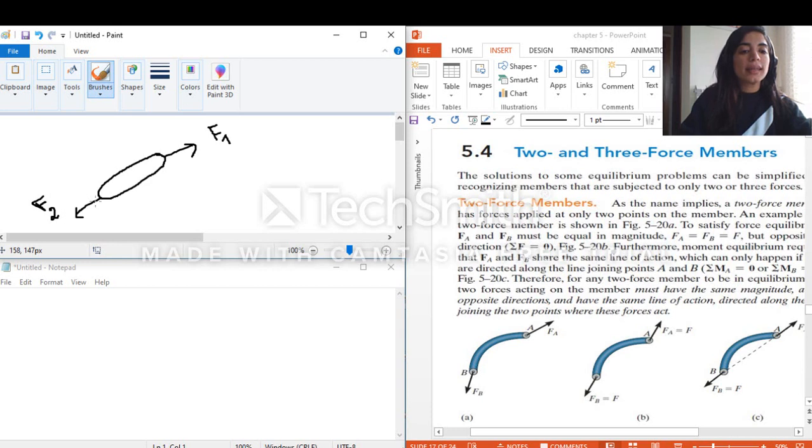How to prove that they must be at the same line of action, otherwise there will never be equilibrium of this body? Basically, let's say that this is A and this is B. And let's assume that they are not at the same line of action. So guys, if I assume that they are not at the same line of action and my answer gives me impossible, this means that they should be at the same line of action. So let's take the sum of moments around A.